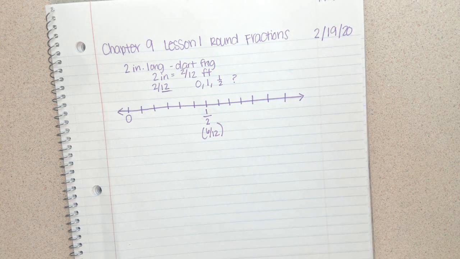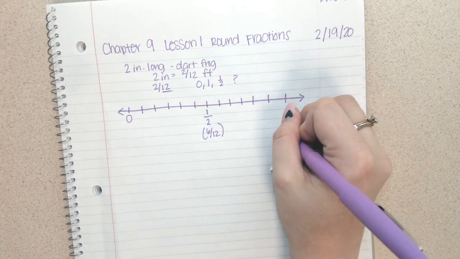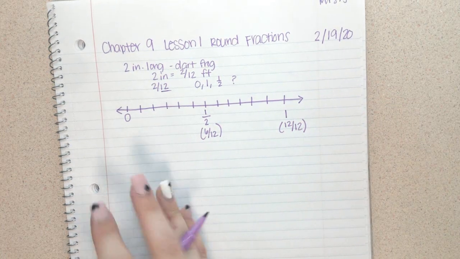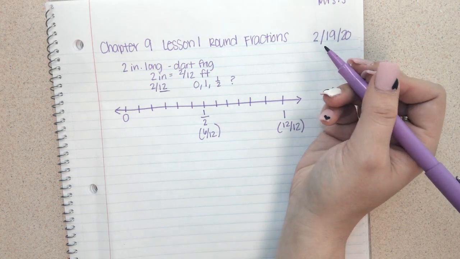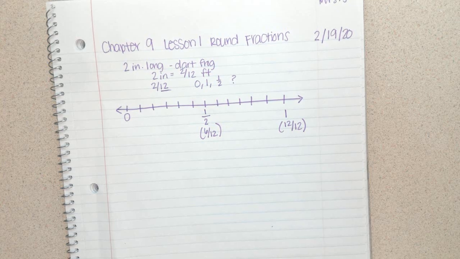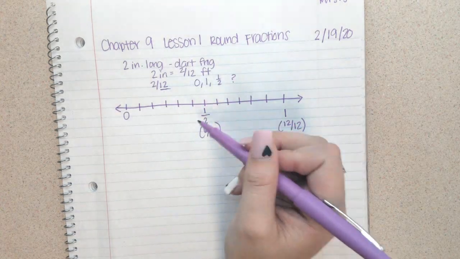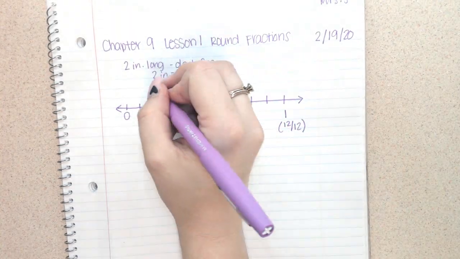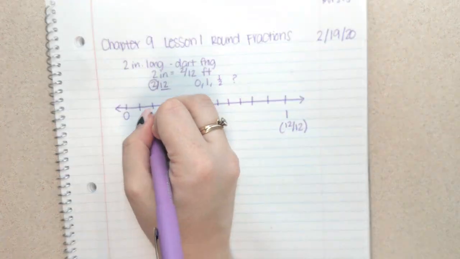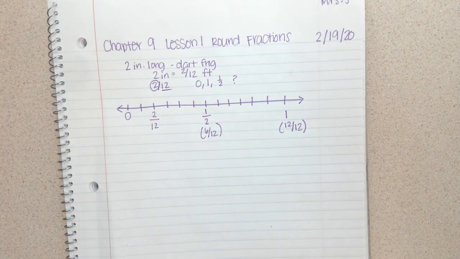And then, of course, at the very end, we're going to have our 1. So 1 whole, or 12 over 12. So these are my 3 that I'm trying to figure out what 2/12 is closest to. It's either going to be closest to 0, 1/2, or 1. So all I have to do, because I have it out of 12, is count my number on top, or my numerator. So 1, 2, 2 over 12. Boom, easy.